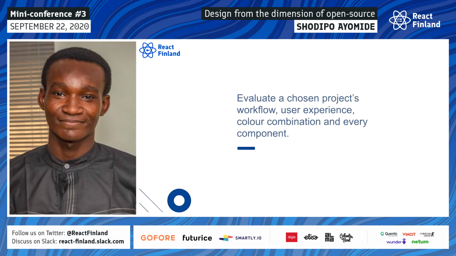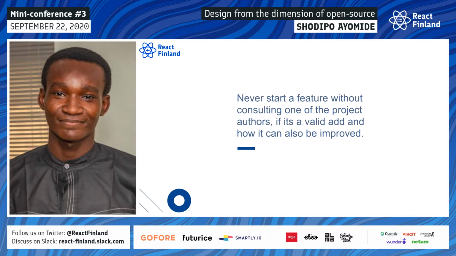The first thing you do is evaluate the chosen project's workflow, user experience, color combination, and every single component. Every single component you feel you want to change, you take a look at them, evaluate them, document and write them down. Then once you've done all of this, you can create an issue if it doesn't exist. So create an issue and tell them the problem you're facing and the potential fix, your proposal.